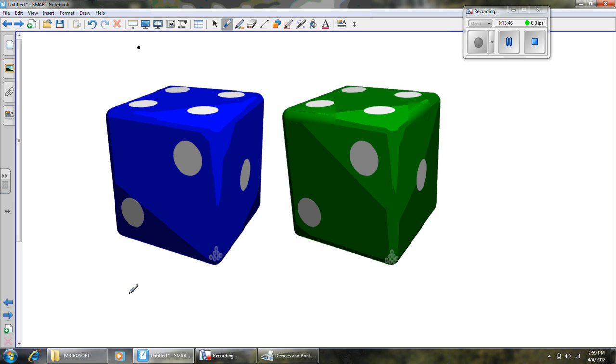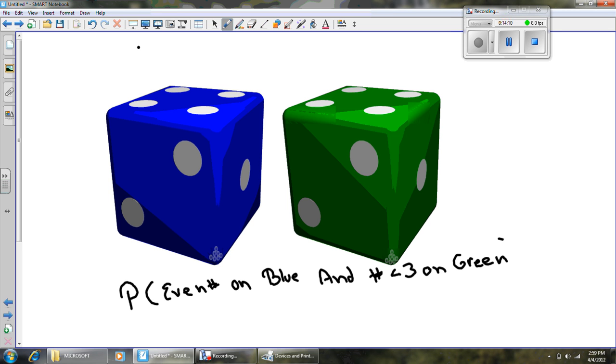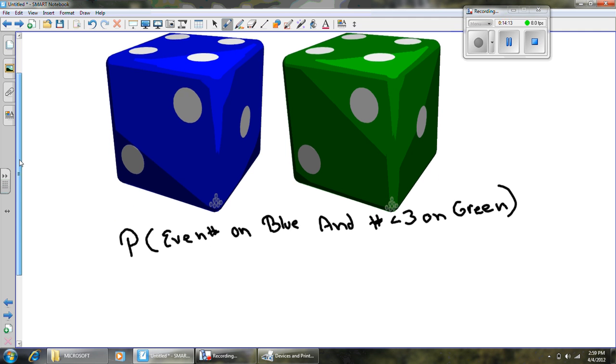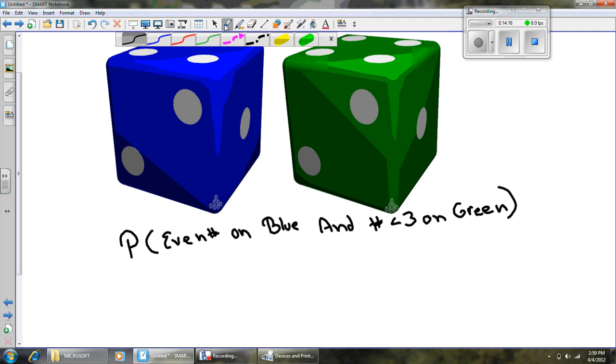And we want to know the probability of getting an even number on the blue die and a number less than 3 on the green die. How often should that occur? How likely is that to occur? Well, let's stop and think here. The probability of an even number on the blue die. Well, the even numbers are what? 2, 4, and 6. So there's 3 of them. And there are a total of 6 possible outcomes. 3 out of 6, which I again can reduce to 1/2.